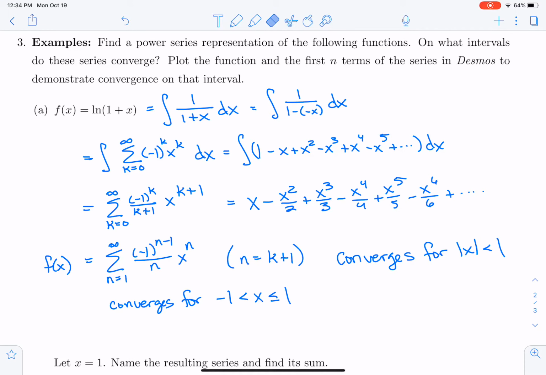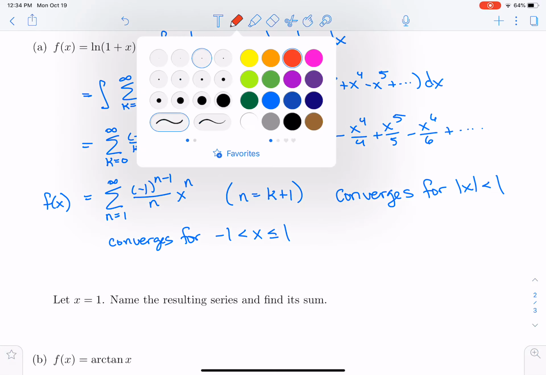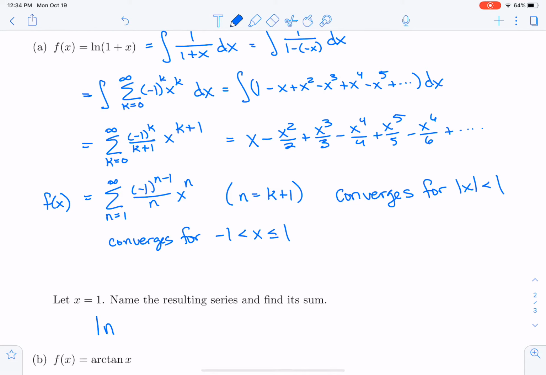Okay, but we can actually use this information to find the sums of some interesting series. In particular, what is this series when x equals 1? So what we're saying is, what is the natural log of 1 plus 1? Well, that's when x equals 1. So that's going to look like, writing out the terms in the series, 1 minus a half plus a third minus a fourth plus a fifth minus a sixth, etc.